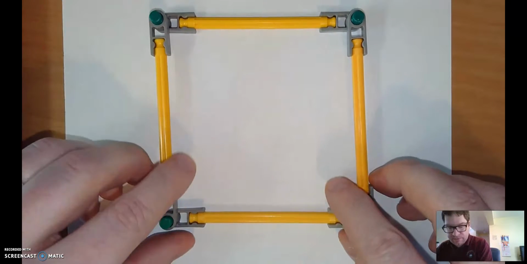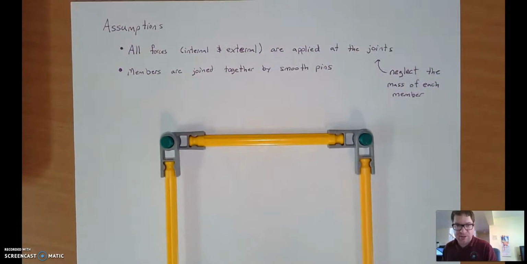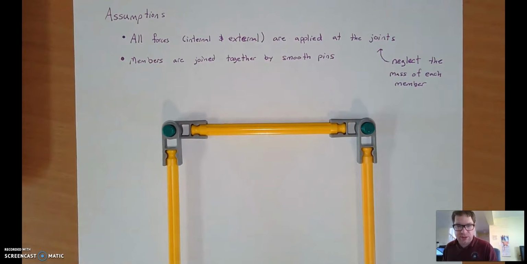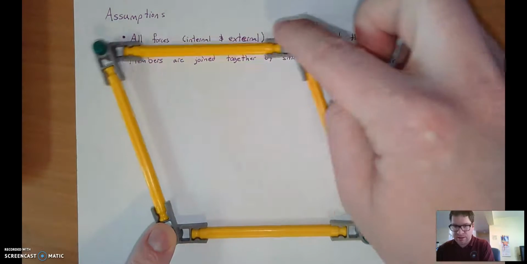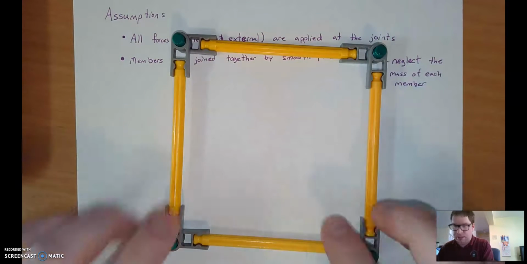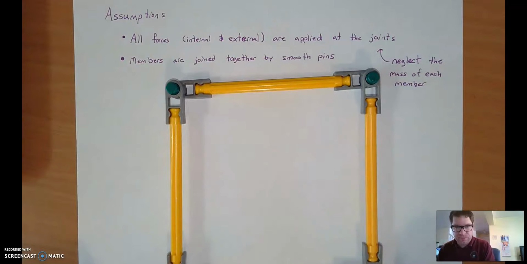So trusses have some assumptions behind them. Those assumptions are as follows. All forces, internal and external, are applied at the joints only. So for instance, if I wanted to apply a force to this, it would only be at the joints. This means the mass of these members is neglected.